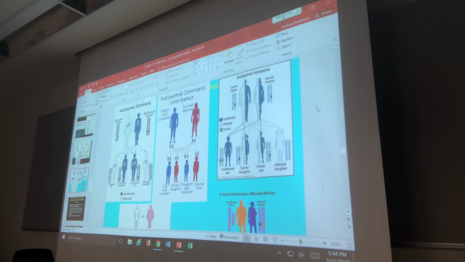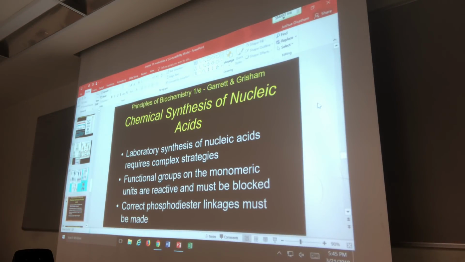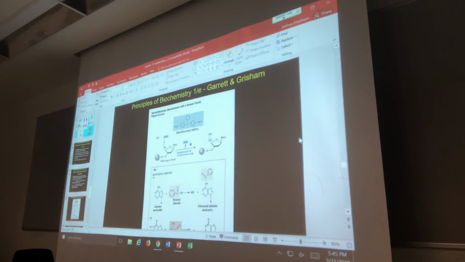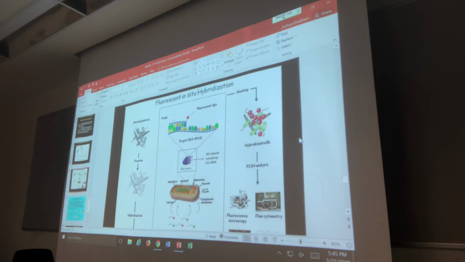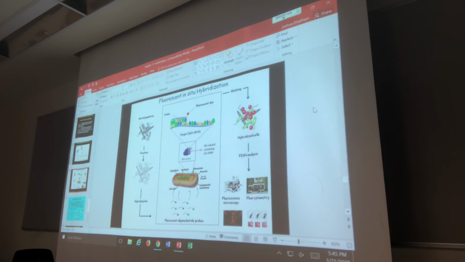More information about inheritance, like X-linked inheritance, autosomal inheritance, dominant or recessive inheritance, important in a genetics class, not for this class, so skip. This you definitely don't need to know about, the chemical synthesis of nucleic acids, so skip, skip, skip, skip. Okay, now finally something that you may be asked about, but it is a lot simpler than what this diagram makes it look like. So, applications, more application type questions or concepts.